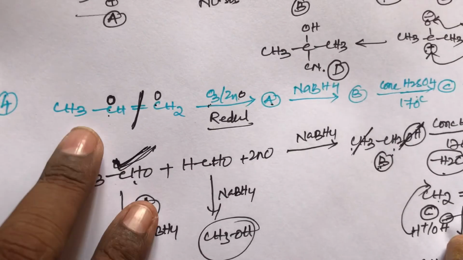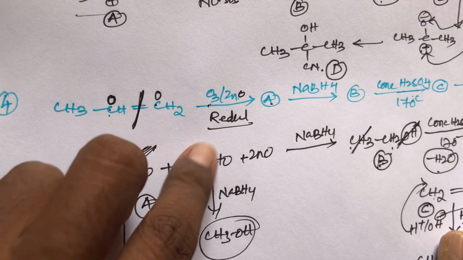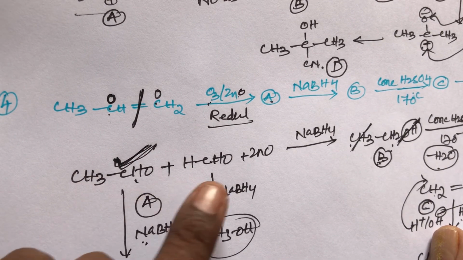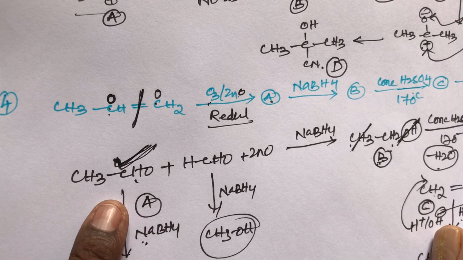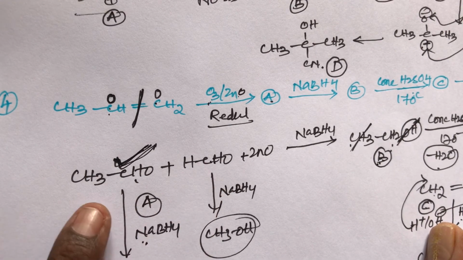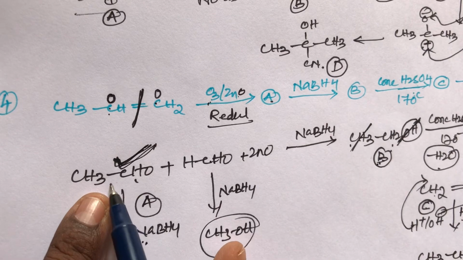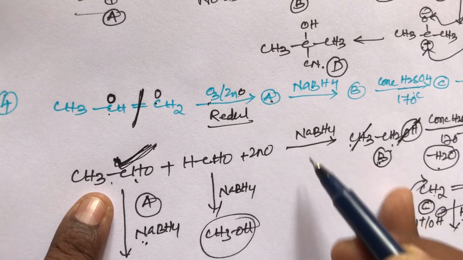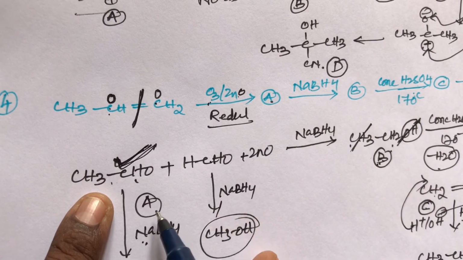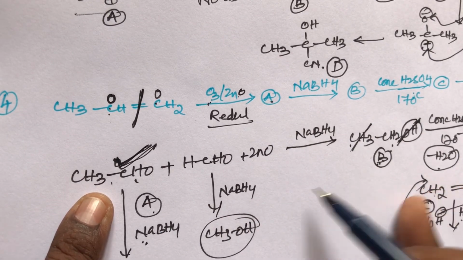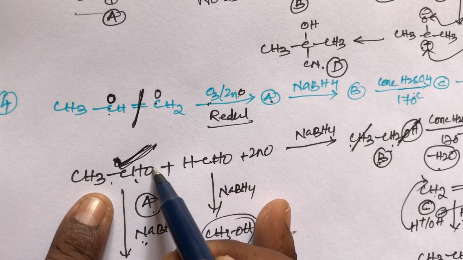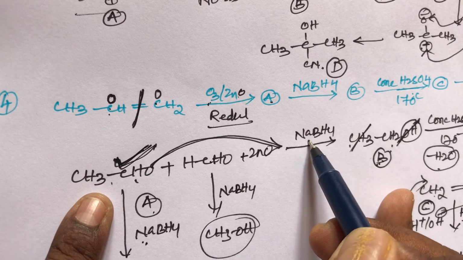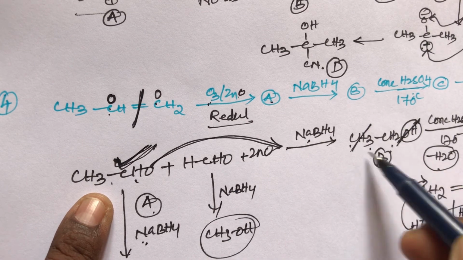In the first step of this reaction, reductive ozonolysis gives two products, acetaldehyde and formaldehyde. I am taking only acetaldehyde, which is the A compound. This acetaldehyde reacts with sodium borohydride to give the B compound, ethyl alcohol.